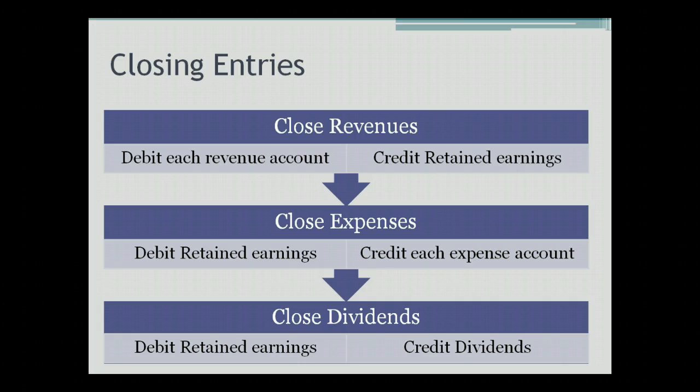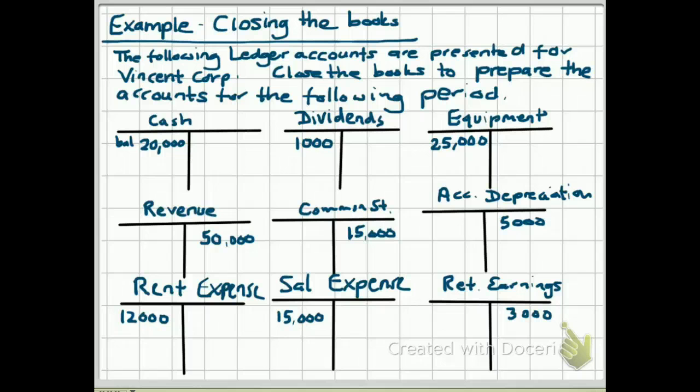Let's take a look at an example to help you understand the closing process. In this example, it says that the following ledger accounts are presented for Vincent Corp. Close the books to prepare the accounts for the following period. So these are a list of all the T accounts, all the ledger accounts for Vincent Corporation. What they have is they've got balances for cash, dividends, equipment, revenue, common stock, accumulated depreciation, rent expense, salary expense, and retained earnings. The balances presented here are the balances that are at the end of the year after your adjusted trial balance and after preparing your financial statements.